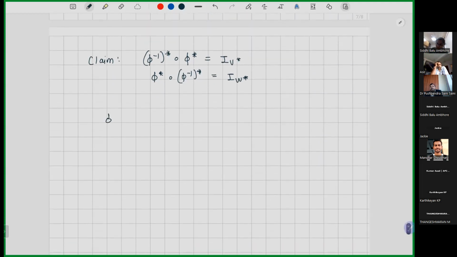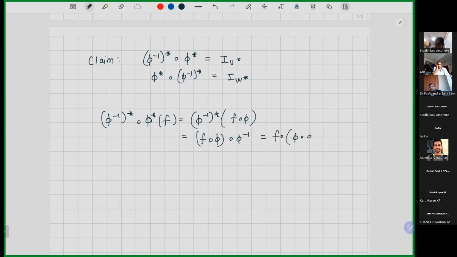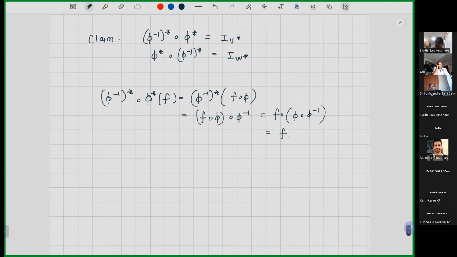So let us start. What is phi inverse star composed with phi star of F? It is phi inverse star of F composed with phi. And when I apply phi inverse star on this, it is F composed with phi composed with phi inverse. This is phi composed with phi inverse, which is the identity because phi and phi inverse are inverses of each other, as phi is an isomorphism. And this is the identity, and this is F.